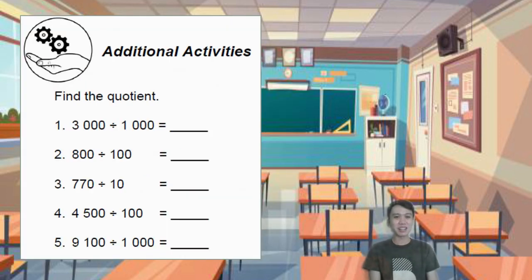Additional activities. Find the quotient. Number 1, 3,000 divided by 1,000. Number 2, 800 divided by 100. Number 3, 770 divided by 10. Number 4, 4,500 divided by 100. And number 5, 9,100 divided by 1,000.